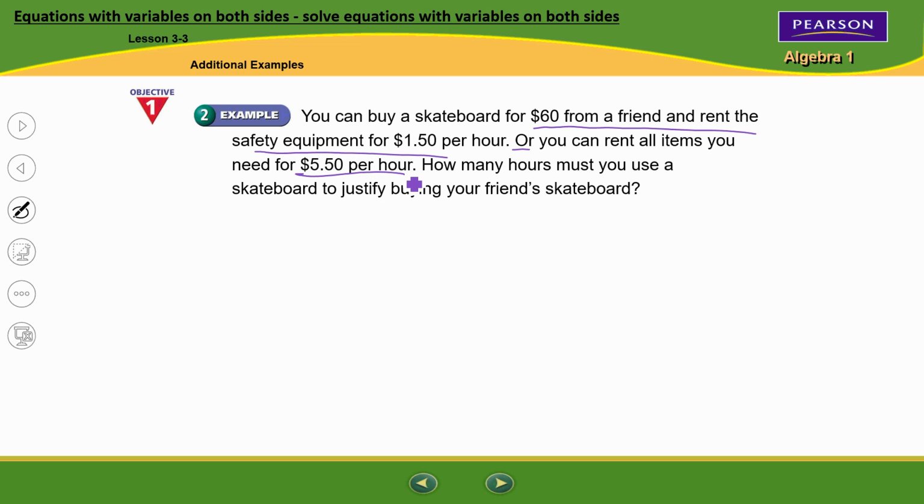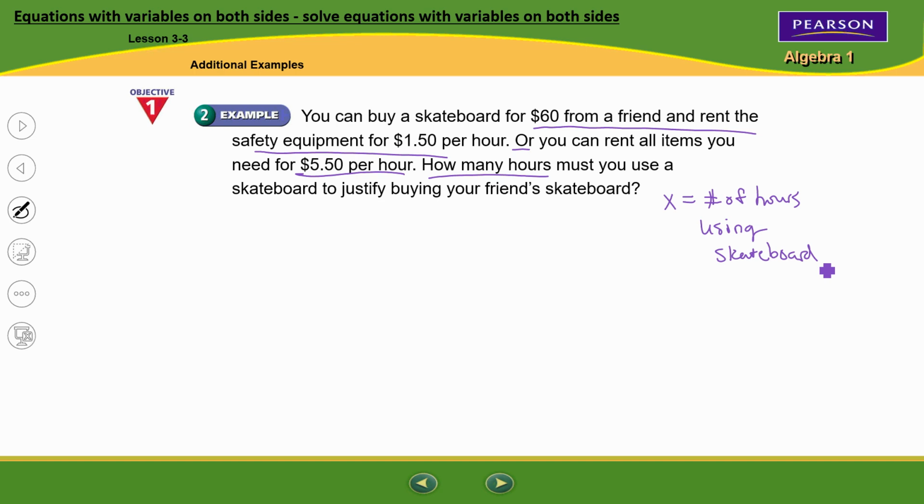So let's see, there's a little bit more work here. So x equals the number of hours. How do I know that? Because that's what the question's asking. It says how many hours. x equals the number of hours using, we'll call it using skateboard. Cool. So now I want to start to write an equation.